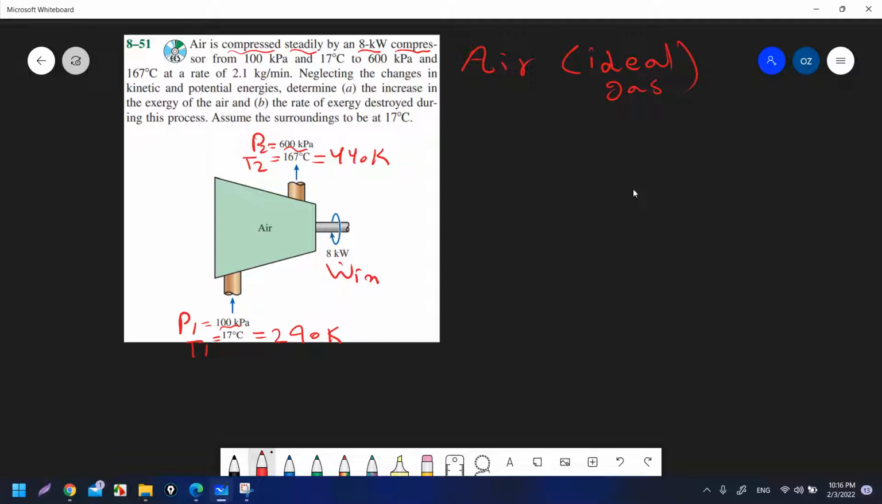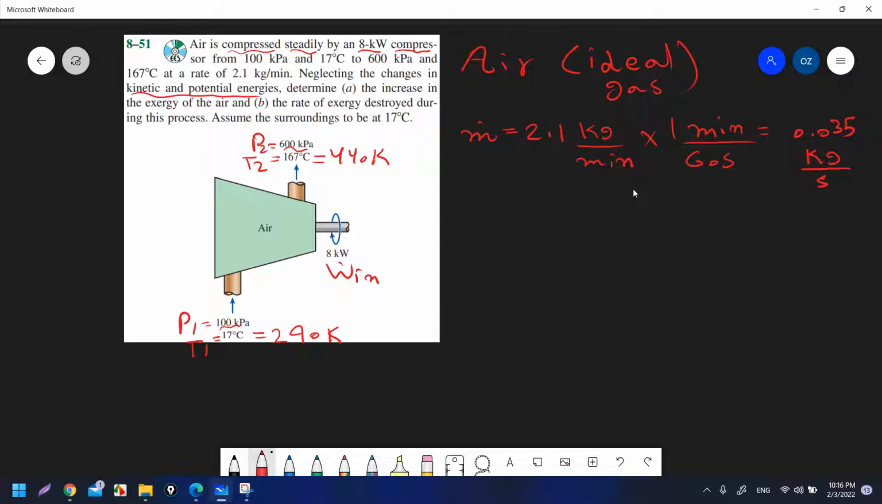What else? We have a rate of 2.1 kilogram per minute. So he gave me the mass flow rate because it is per time. I will multiply this number by 1 minute over 60 seconds, so I can get 0.035 kilogram per second because we usually deal with seconds. Neglecting the change in kinetic and potential energies as usual.